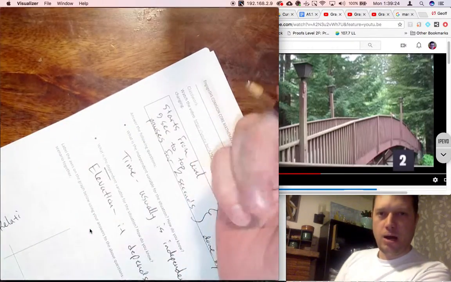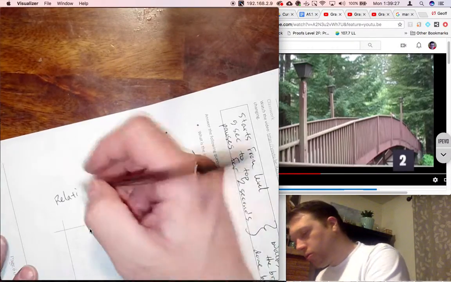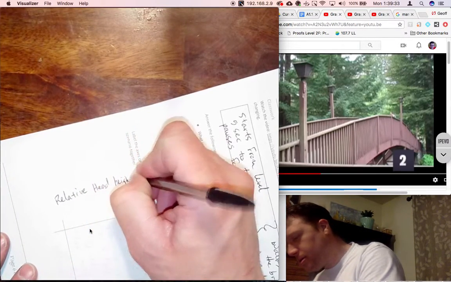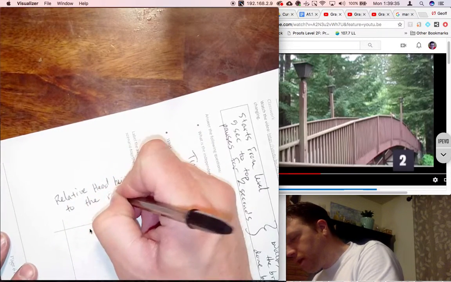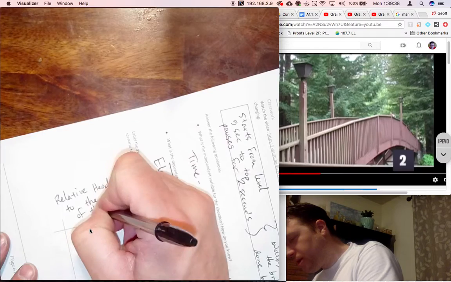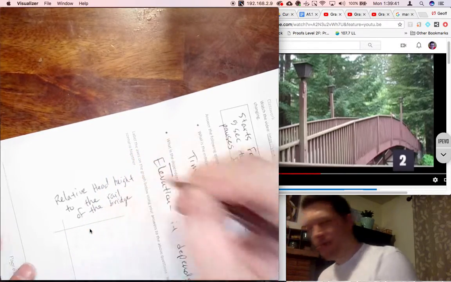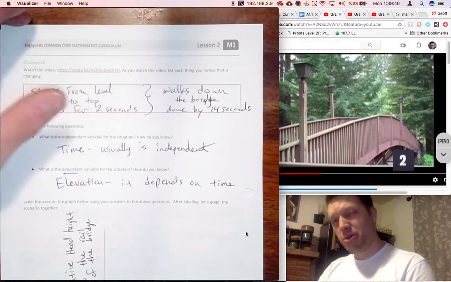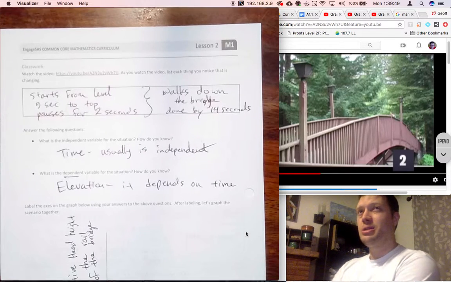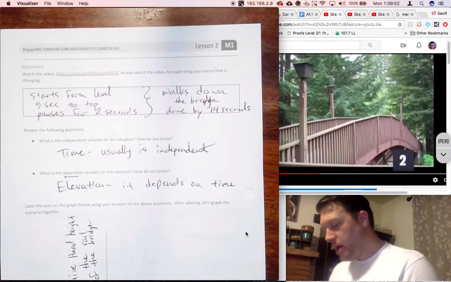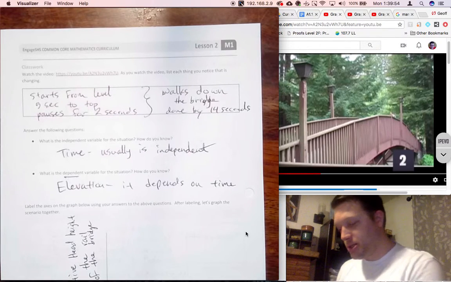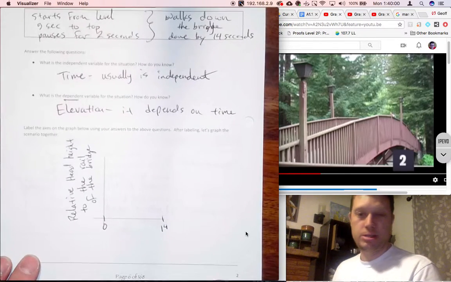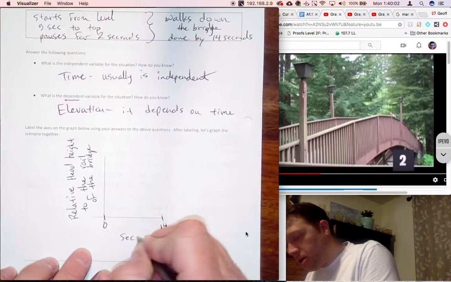Wow. I just made that up right now. When I've taught this lesson in the past, I didn't use that. Relative head height to the rail of the bridge. I'm going to say the man is, you know, roughly 6 feet tall, and that a standard rail is, you know, 3 to 3.5 feet tall, 36 inches to 42 inches. And it took 14 seconds. So I know that 0 and 14 are some boundaries to use for seconds along the bottom.